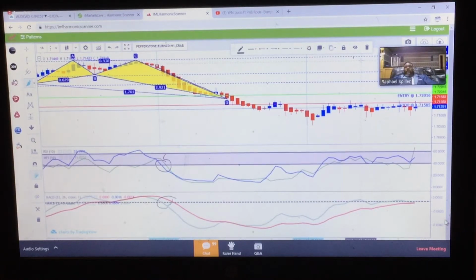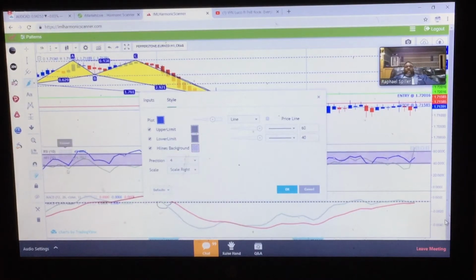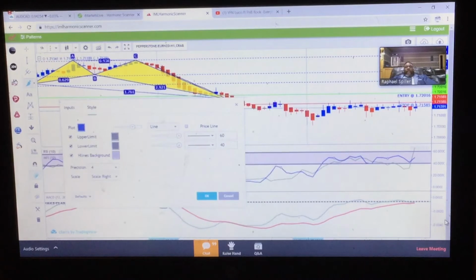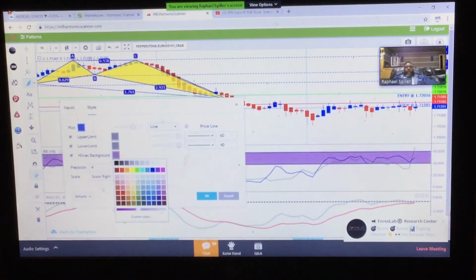You can do this all day long. Rebecca asked a question. So Rebecca, what I did on the RSI to get that: go to Hines background, make sure it's clicked on RSI, and as long as you have those parameters set, you can make it lighter or darker.